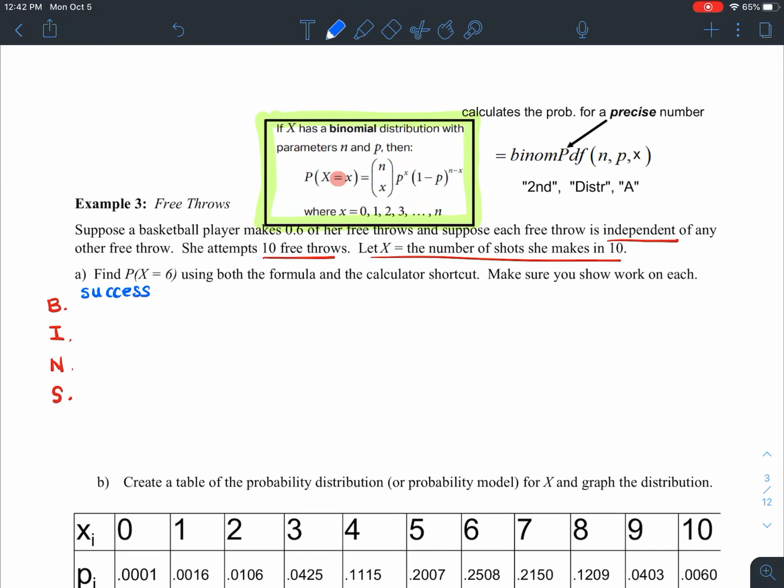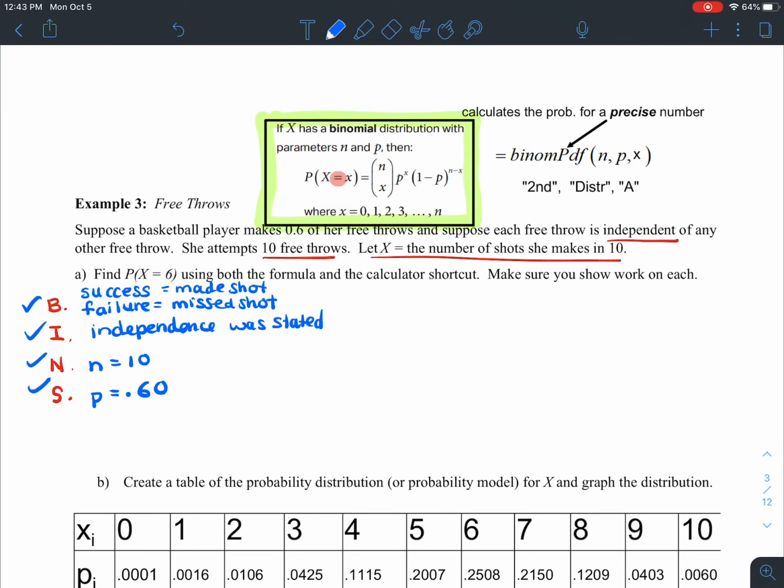I have no business using the nCr or this formula here if I haven't first shown that this is actually a binomial random variable. So we're going to call a success a made shot, and we're going to call a failure a missed shot. It mentioned that this was independent, so I'm just going to write down here that independence was stated. The number of free throws is fixed at 10, and they told us the probability of her making a free throw is 60%. So all those check off, we're good here.